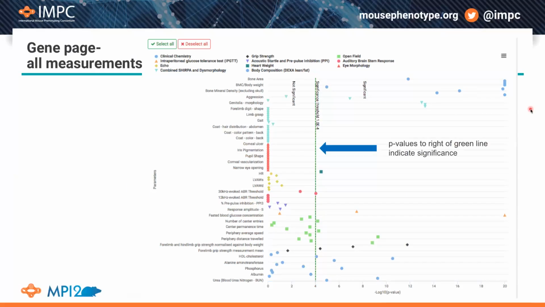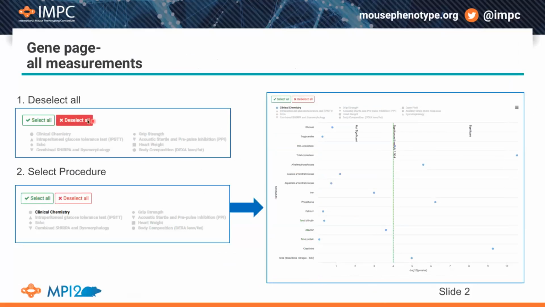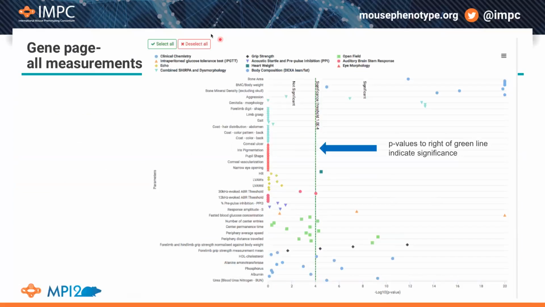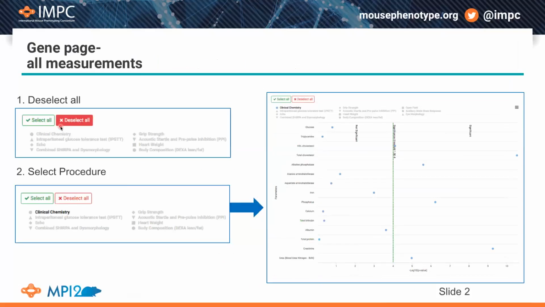The problem is we have so much data that we can't fit in all the rows, all the labels here in the columns. So what this is showing is p-values, a minus log 10 p-value, where anything above this green line, anything to the right of the green line is considered significant. So currently, if you want to use this, the best way to look at it is to hit this deselect all button. If you hit that button, it removes all the data, and then you can select your tests of interest.